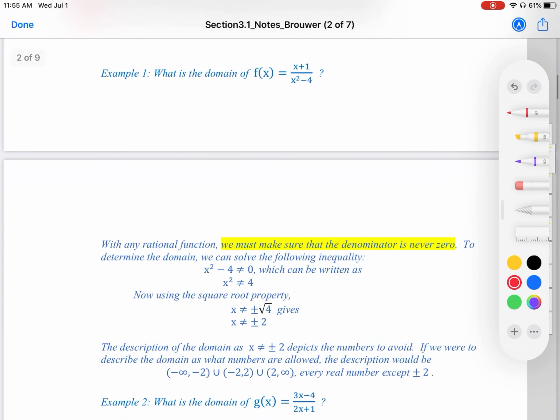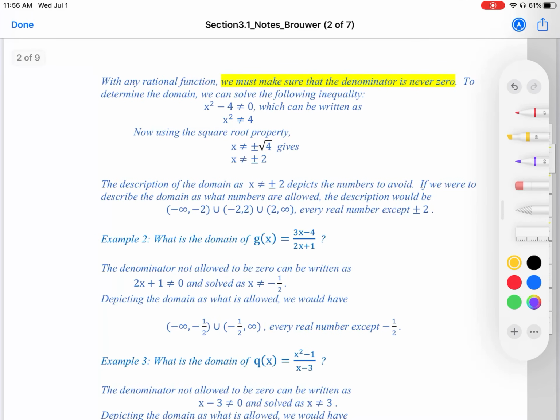So for us, what's the domain? We want to think, what will make the denominator 0? Because if it makes it 0, then that's going to be a problem, and it's going to cause a break. Because we know for sure if it's ever 0, it makes it undefined. So how do we do that? We go ahead and take the entire number on the bottom, or the entire polynomial, and set it equal to 0.